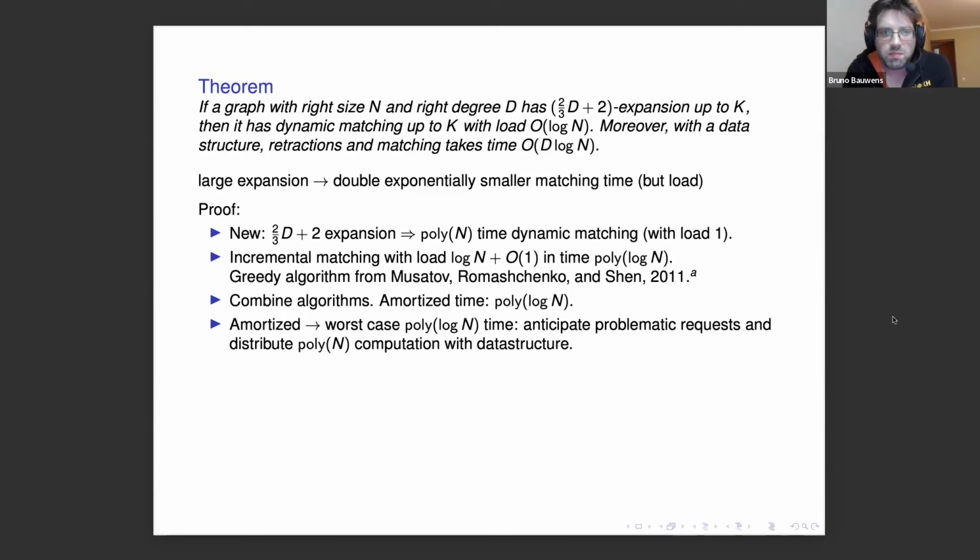I don't get it. If you have this new algorithm, why do you need anything else? Because this new algorithm already solves your problem. No, we want matching in time order d log n, not poly n. I see. Yes, so for applications in computer science, we really need poly log n, not poly n.